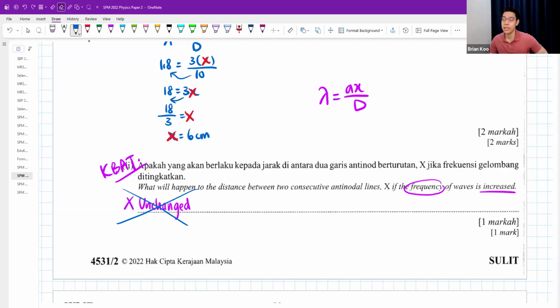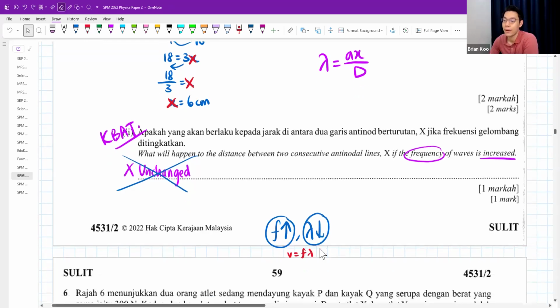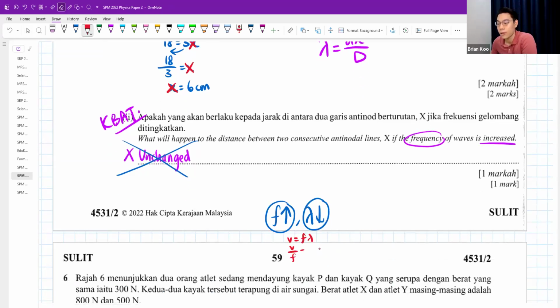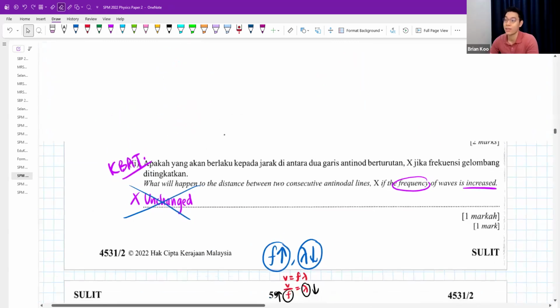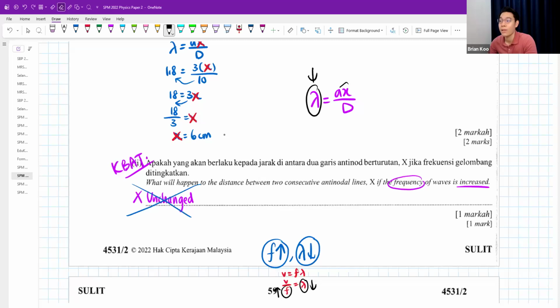Even though frequency is not in this formula, when frequency increases, wavelength always decreases. And if you're wondering why, it's because of this formula, v equals f lambda. When frequency increases, wavelength is always lower. So that tells you that lambda will decrease, and X will also decrease. The correct answer is X decreases.